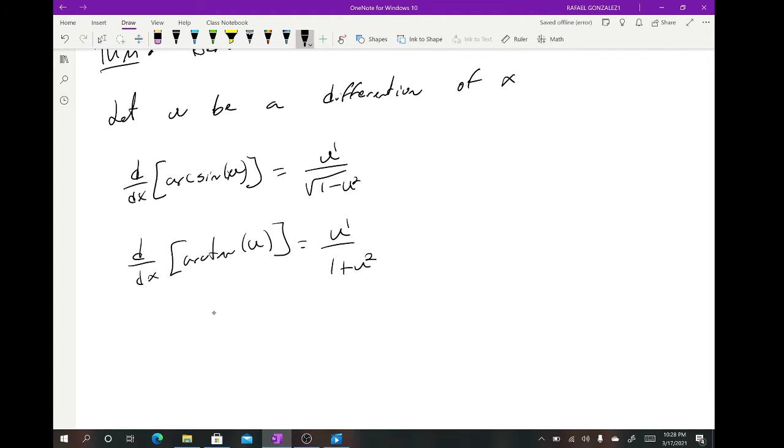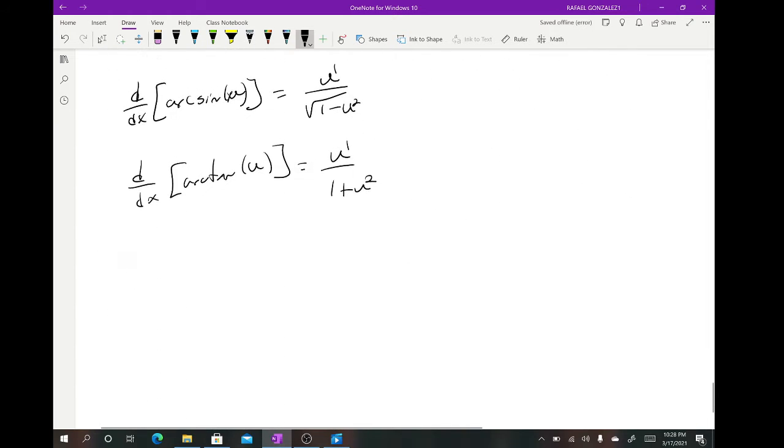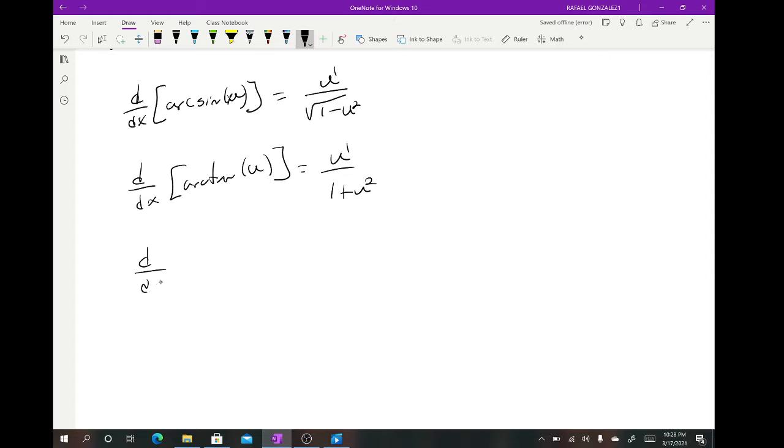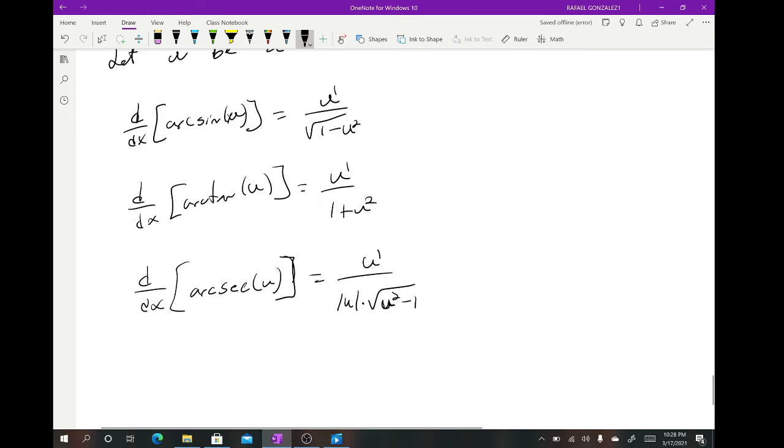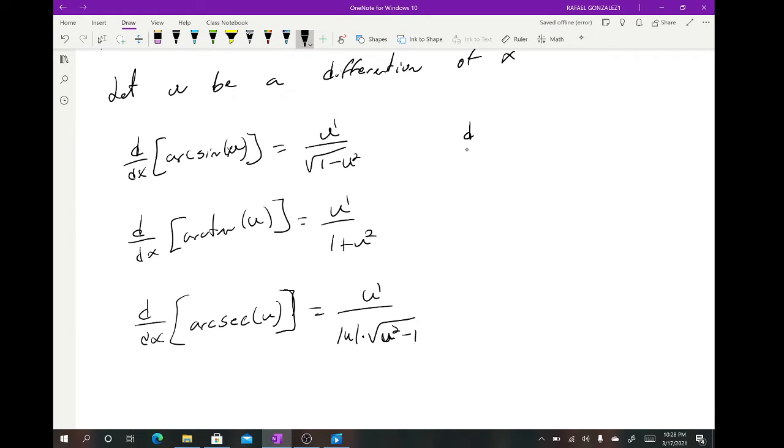And I'll explain why we have the u prime here, where here we only had the 1. The derivative with respect to x of arc secant of u is equal to u prime divided by the absolute value of u times the square root of u squared minus 1. And the derivative with respect to x of arc cosine of u is equal to negative u prime divided by the square root of 1 minus u squared.